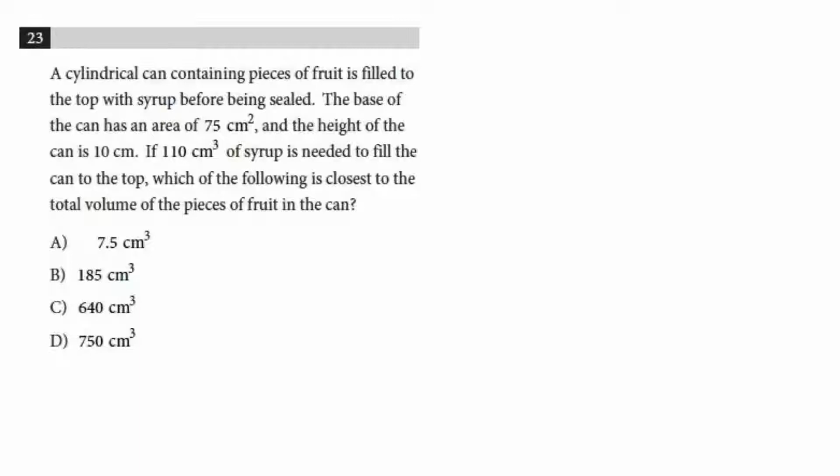23. A cylindrical can containing pieces of fruit is filled to the top with syrup before being sealed. The base of the can has an area of 75 square centimeters, and the height of the can is 10 centimeters. If 110 cubic centimeters of syrup is needed to fill the can to the top, which of the following is closest to the total volume of the pieces of fruit in the can?